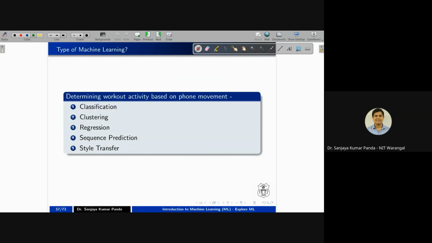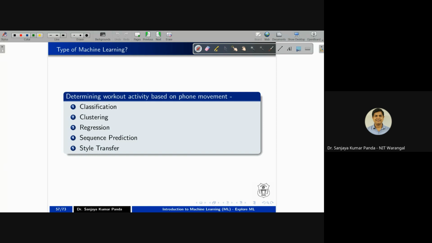Okay, the next one is determining workout activity based on phone movement. All of us are wearing a smartwatch, right? So I want to check my workout activity of a particular day based upon my smartwatch or phone movement. Whether your phone is moving or not, right? Movement means it is not in a fixed position, that means it is changing. Suppose it is kept on a table, so it is in a steady state. But if you are moving, then your position changes and it is vibrating, right? So I can say it is a classification problem.